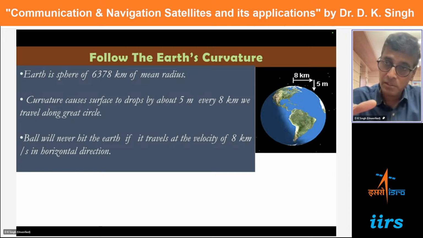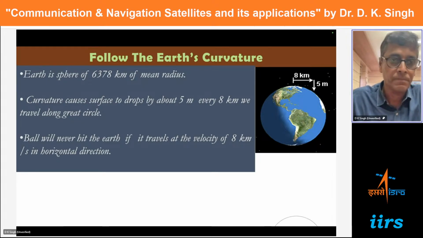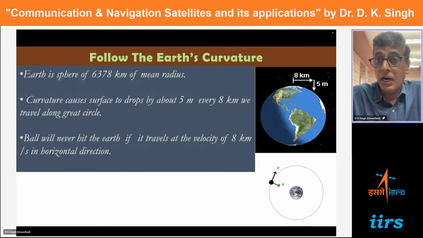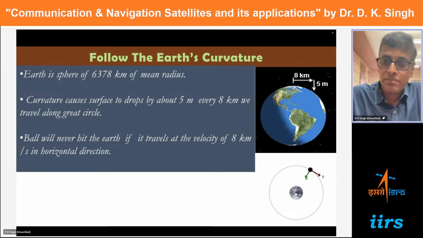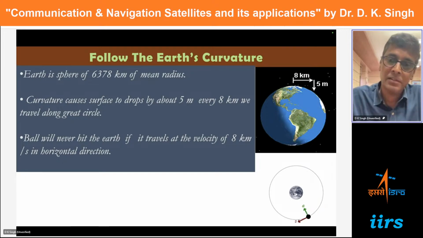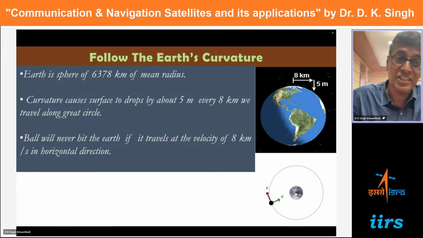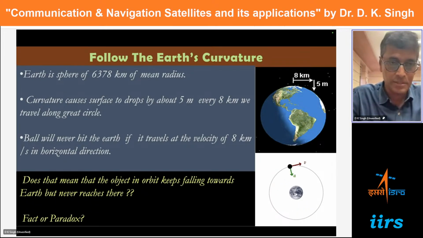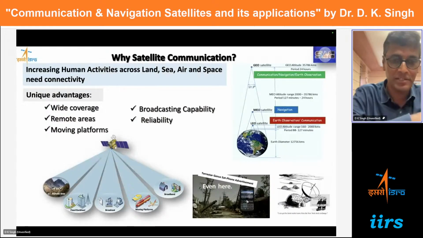Earth's curvature is also going by 5 meters, so it will never touch the Earth's surface. So in the real sense, orbits are nothing but a way the object is falling towards the Earth, but it is never touching the surface because the velocity given in the tangential direction is just right for that distance. So this is the paradox or fact you can debate and discuss with your students later.